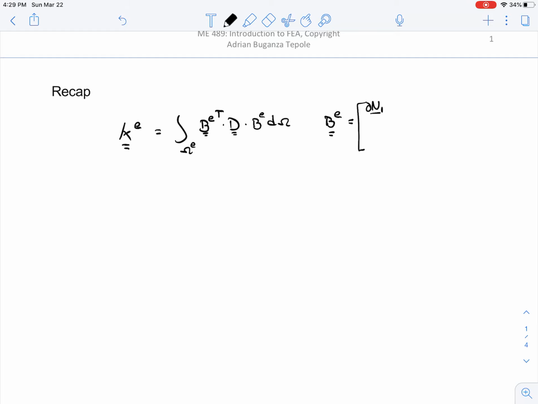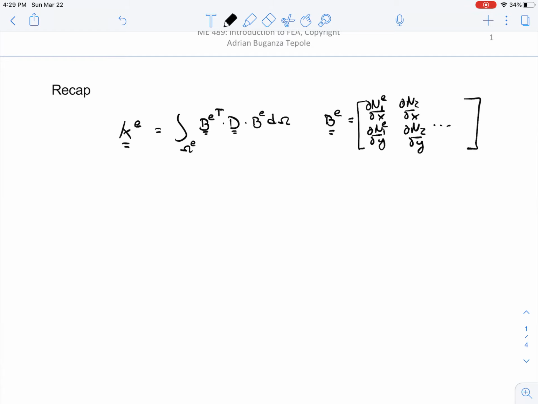So it has dN1/dx, dN1/dy, dN2/dx, dN2/dy, and so on. So that's the definition of the stiffness matrix, and then we also defined the force vectors. So the force vector coming from the source term is going to be an integral also over the domain of a vector with the shape functions of the element times the source term integrated over the domain.